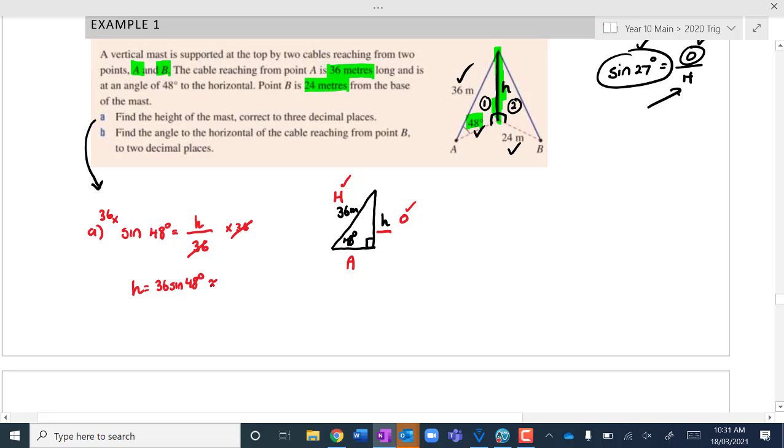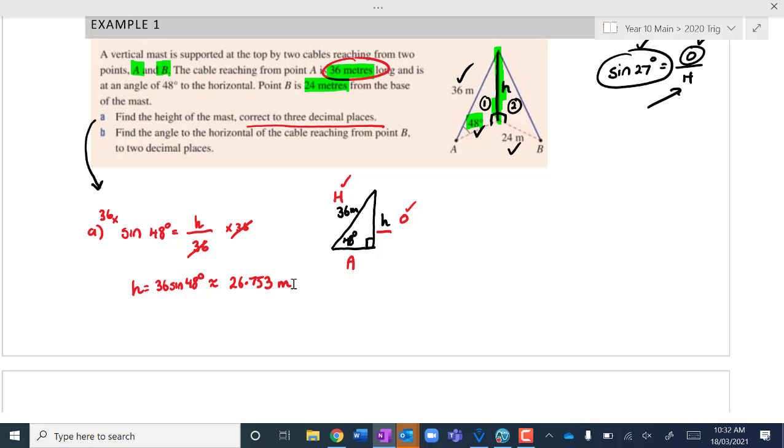which is what, Guy? What did you get for that? 36 times sine of 48. 26.75. Now it says correct to 3 decimal places. So 26.753. Now be careful. Have we been asked for a particular height in centimeters or something? No, it doesn't seem like it. So we're going to stick with our meters, yeah? Be very careful because sometimes they can ask you for centimeters.